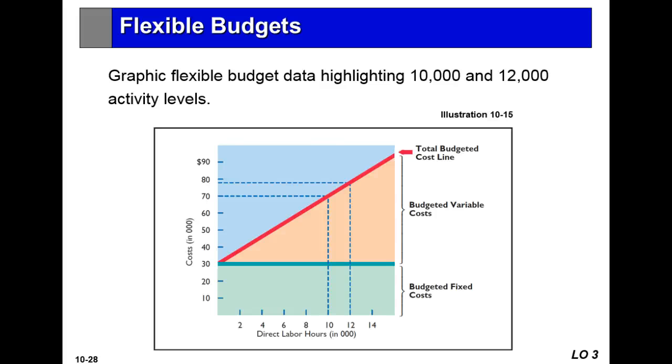Okay, so now what we're showing here is a chart showing our budgeted fixed costs are going to remain constant. And then our variable costs are going to increase with our levels of output. So do you see here's the fixed cost line? Here's your variable cost line.